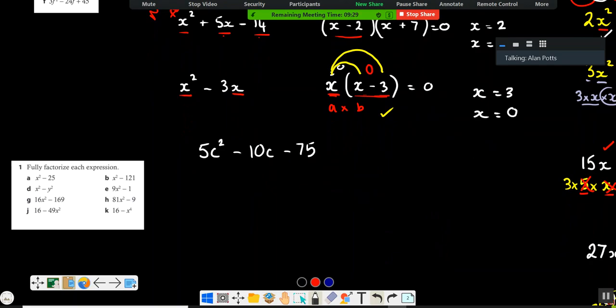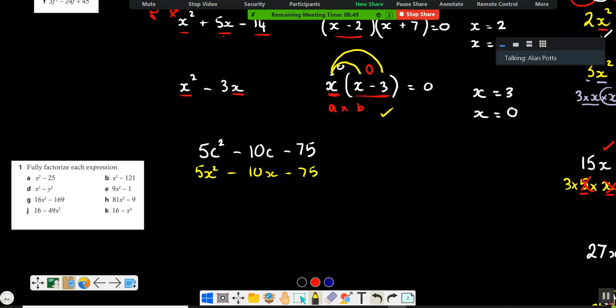What can we do first? Does it bother you that it's c's instead of x's? It shouldn't do, right? You can treat it like 5x squared minus 10x minus 75. Doesn't matter. Okay, just to show you, the next one has f's in it. Doesn't change anything about the process.